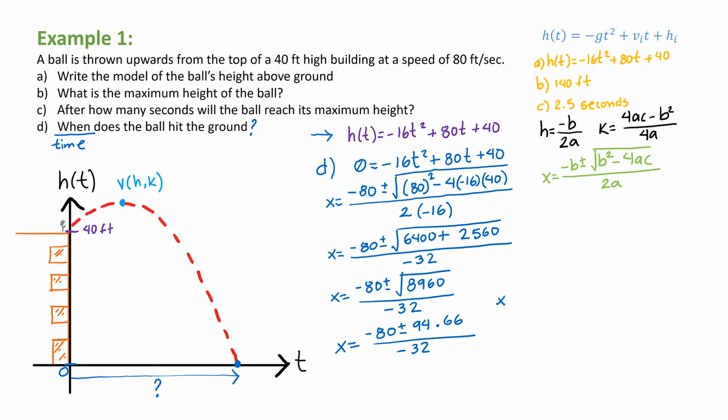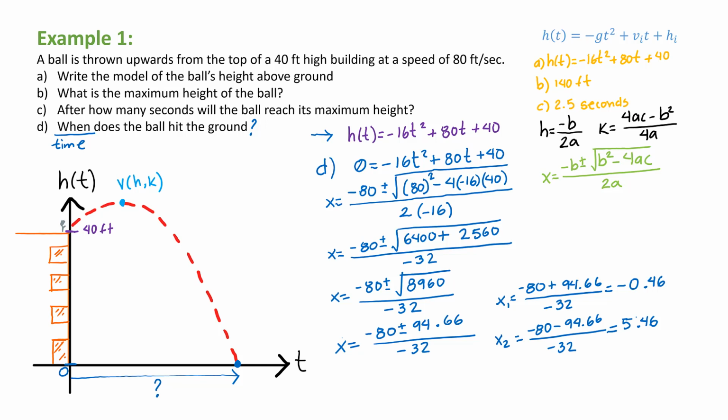First adding and then subtracting. X1 equals minus 80 plus 94.66 over minus 32. This gives us an answer of minus 0.46. Now let's answer x2, minus 80 minus 94.66 over minus 32. And this gives us an answer of 5.46. Now, which one of both answers is the correct answer?